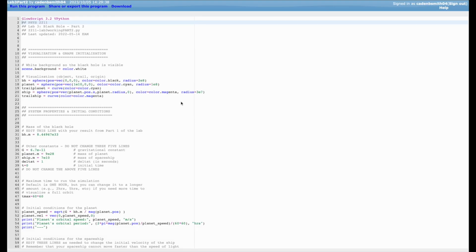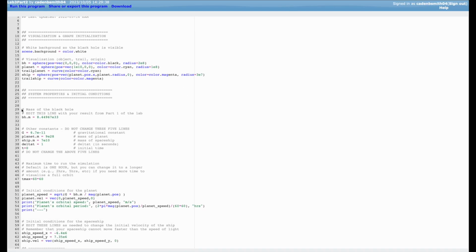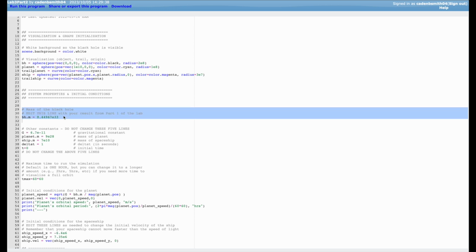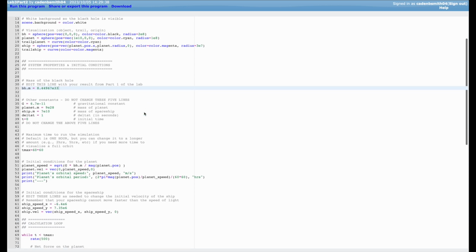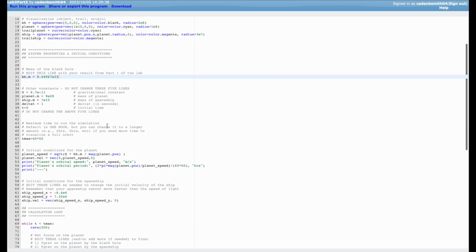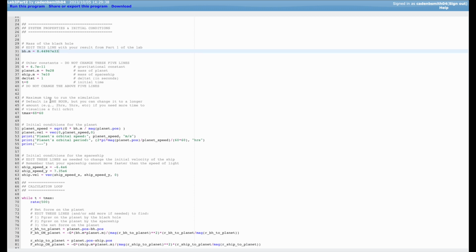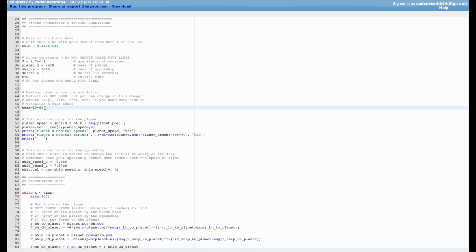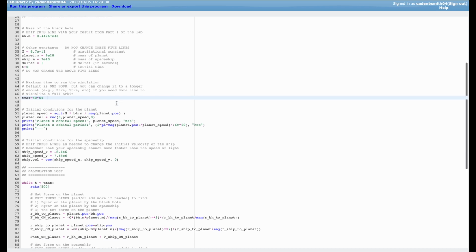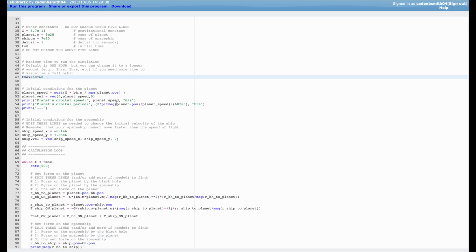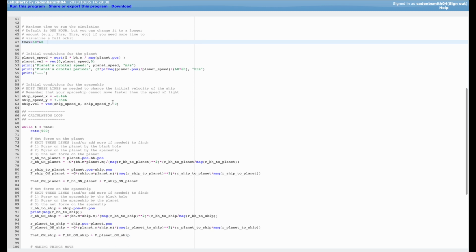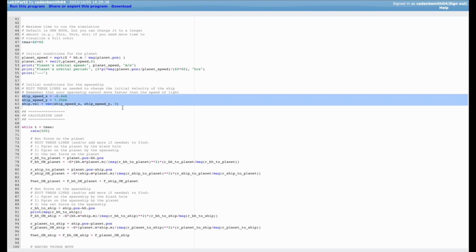And here's the code. The mass of the black hole is shown here. It's calculated from part 1 of the lab. And here are all our constants, including the ship mass of 7 times 10 to the 10th kilograms. Time max is an hour, which is represented by 60 times 60 because there's 60 minutes and 60 seconds in 1 hour. Here are the results calculated by trial and error.